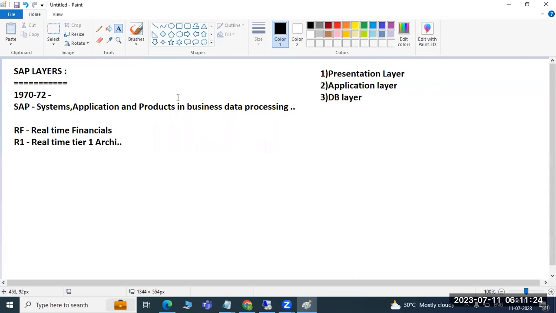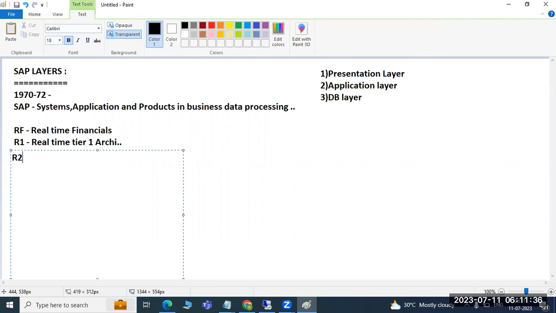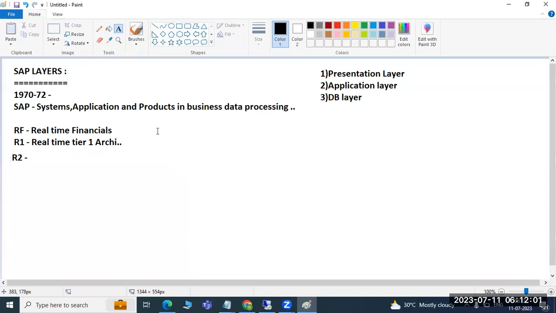That's the reason SAP went one step ahead and released the R2 architecture. R2 is a mainframe product, and they introduced this R2 architecture in 1979. R2 means a two-tier architecture: the presentation layer is on one server, and the application and DB layers are on one server.